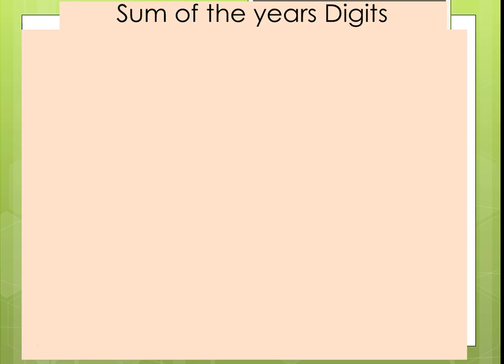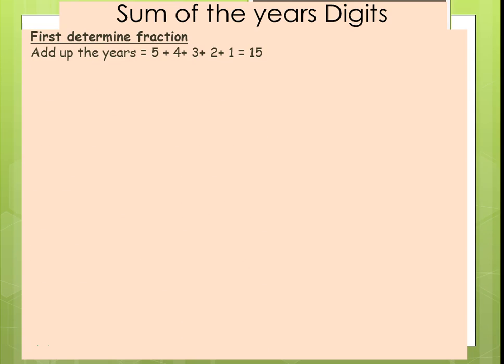Now, sum of the year's digits. This one's a little trickier. The first thing we need to do is determine the fraction for each year. So first, we have to figure out our bottom factor. And in this case, you can do it one of two ways. You can either add up the years. In this case, since it's 5 years, it'd be 5 plus 4 plus 3 plus 2 plus 1, giving us 15. Or what we can do is take the years times the years plus 1, divided by 2 to give us our factor, or in our case, 5 times 5 plus 1 divided by 2, or 30 divided by 2 gives us 15. So if you notice, we get the same number.